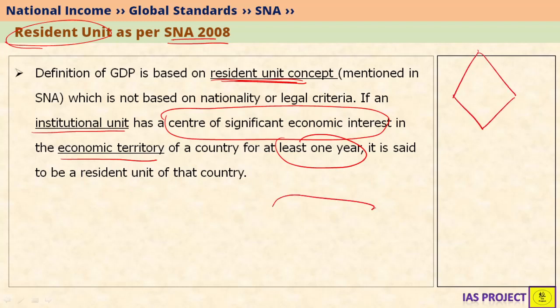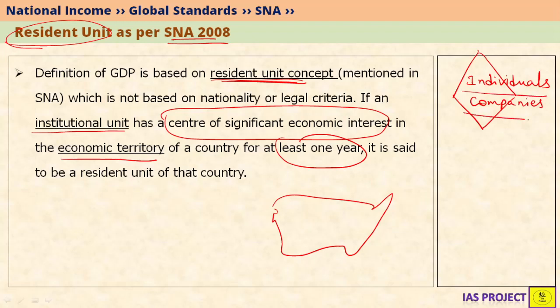And let's see another example. Let's say this is USA. So we have India and we have USA. Let's say there are people, that is individuals or households working in India and companies working in India. Whichever individuals and companies are staying in India for at least 1 year, as well as having a significant economic interest center here, that is in India, their goods and services production or their gross value added is counted as GDP.